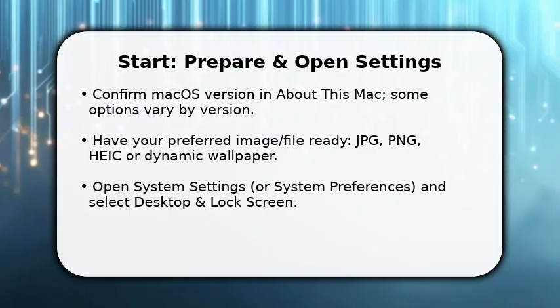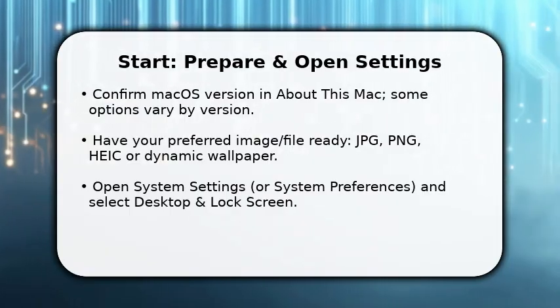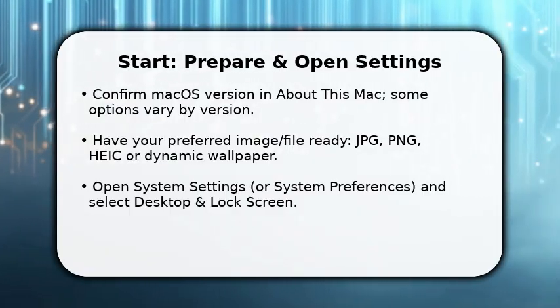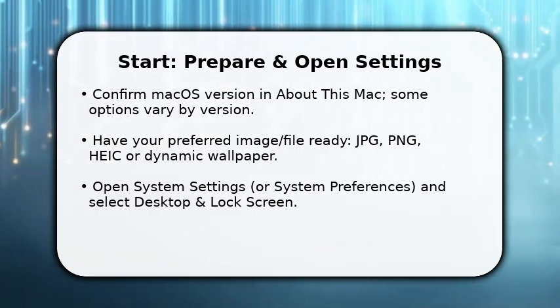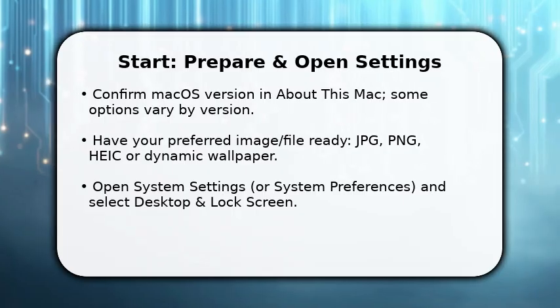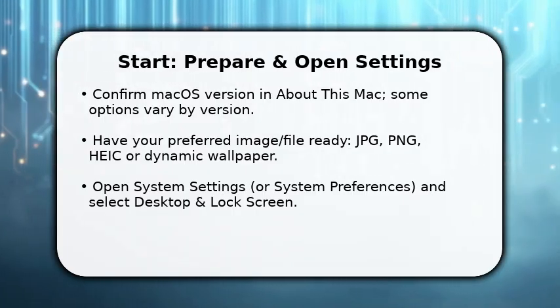Start by checking About This Mac so you know which interface you'll see, because labels differ by macOS version. Once done, locate the image you want. A JPG, PNG, or HEIC works well, and keep it accessible.